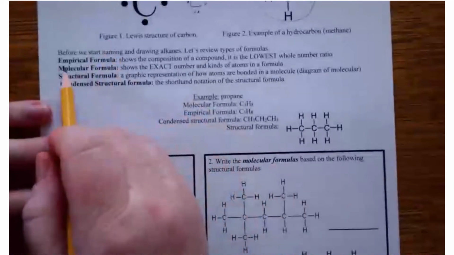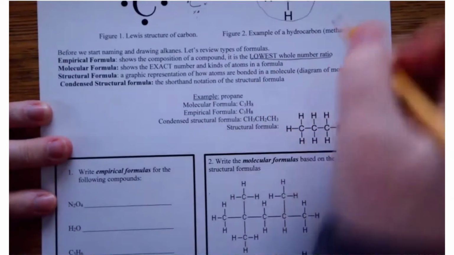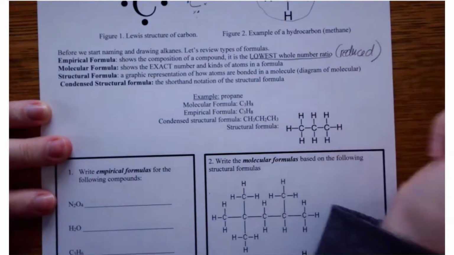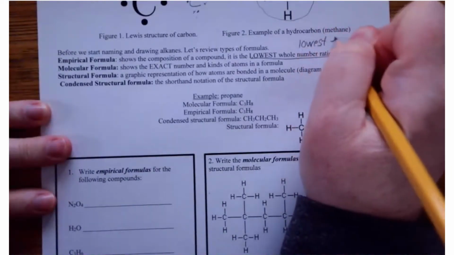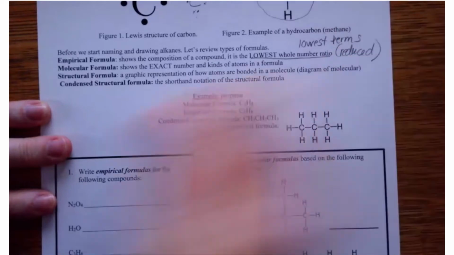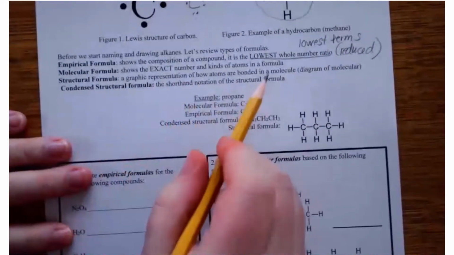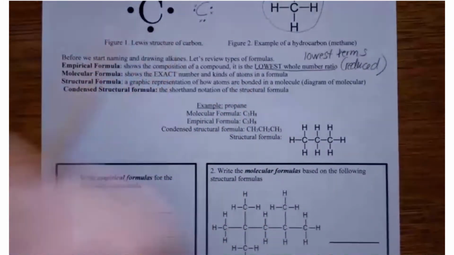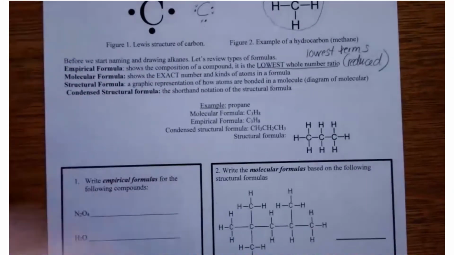Okay, so let's review kinds of formulas. Empirical is the lowest whole number ratio. So that means it's reduced, right? Lowest terms. So think lowest terms. For molecular, it's the exact number and kinds of atoms in a formula. So literally, if I look at a molecule of glucose, what's in there? What are the actual elements and what are the actual atoms?